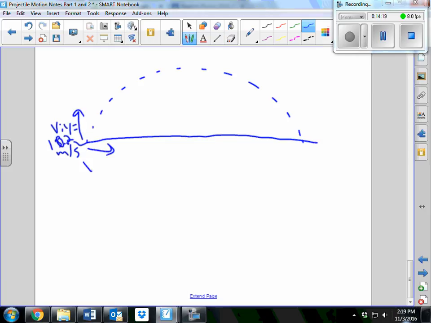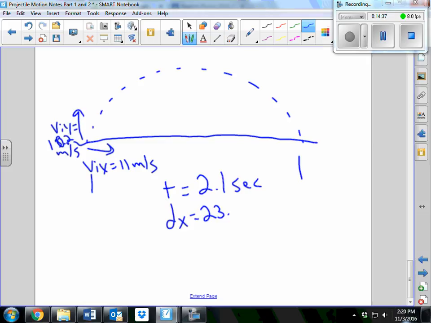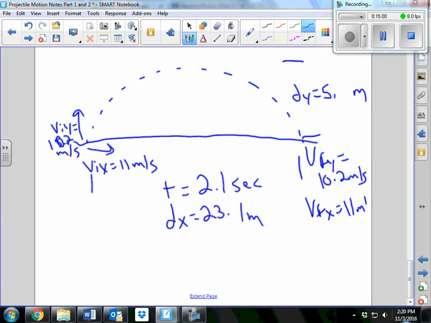The VIX equals 11 meters per second, right? We found the total time to get from there to there was 2.1 seconds. And we found that our x distance was 23.1 meters. We found our height, dy, equals 5 point something. I can't remember the number off the top of my head. And so we figured out, and we also know that VFY equals 10.2 meters per second, and we know that VFX equals 11 meters per second.